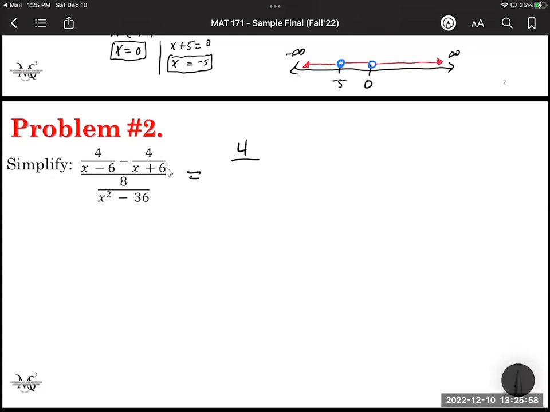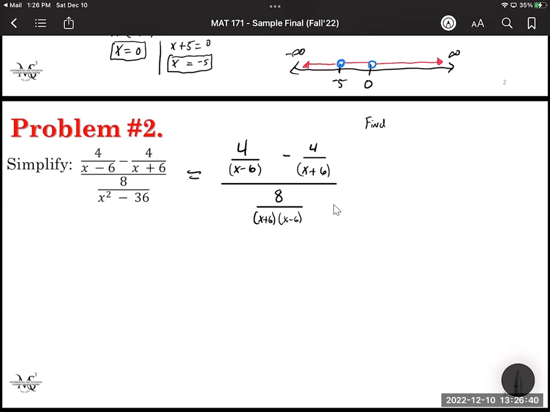So I have 4 over x minus 6 minus 4 over x plus 6. Now you're dividing all of this by 8 over x squared minus 36. Now you can factor x squared minus 36, right? X squared minus 36, when you factor it, is going to be what? X plus 6, x minus 6. There you go, Yasmin. You get x plus 6 times x minus 6.